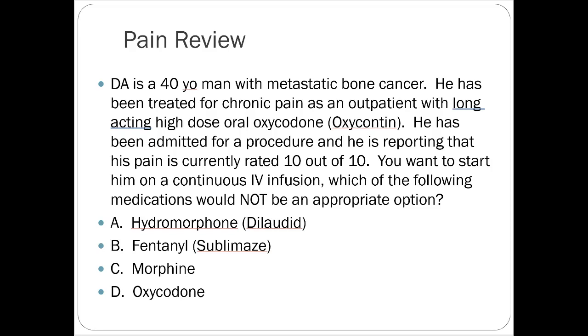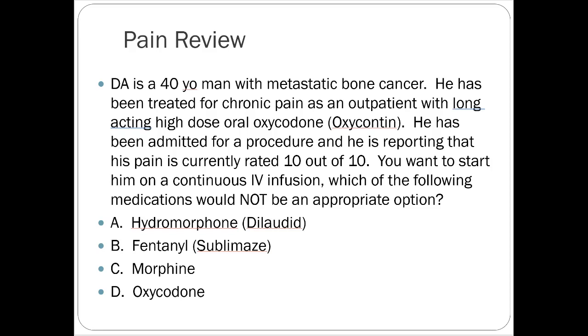So the first is DA. He's a 40-year-old man. He's got metastatic bone cancer. He's been treated for chronic pain as an outpatient with long-acting high-dose oral oxycodone. He has been admitted for a procedure and is reporting that his pain is currently 10 out of 10. You want to start him on a continuous IV infusion. Which of the following medications would not be an appropriate option?